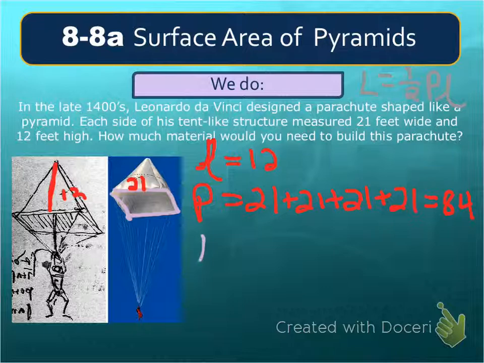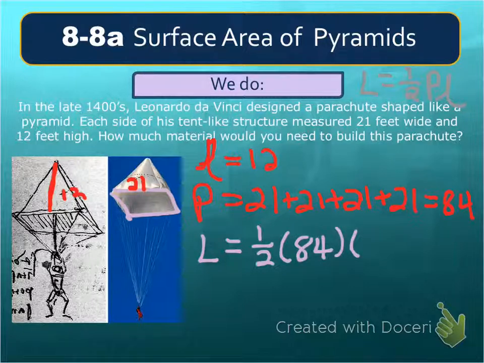So if you put that into the equation for the lateral height, remember this is just the lateral area. We're not including the base. This is that second part of the equation. Remember the first part is the area of the base plus the lateral area. The lateral area is 1/2 times the perimeter, which is 84, times the lateral height, which is 12.